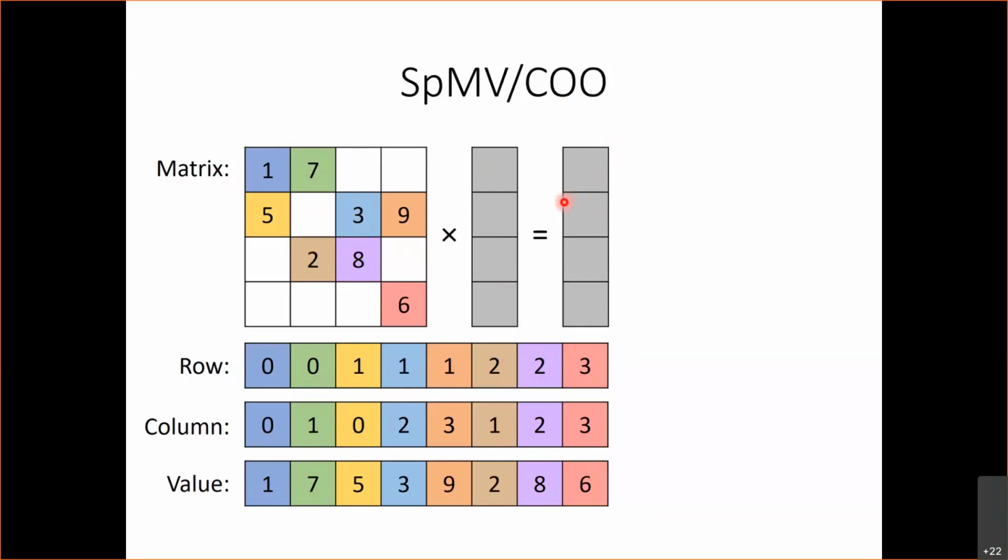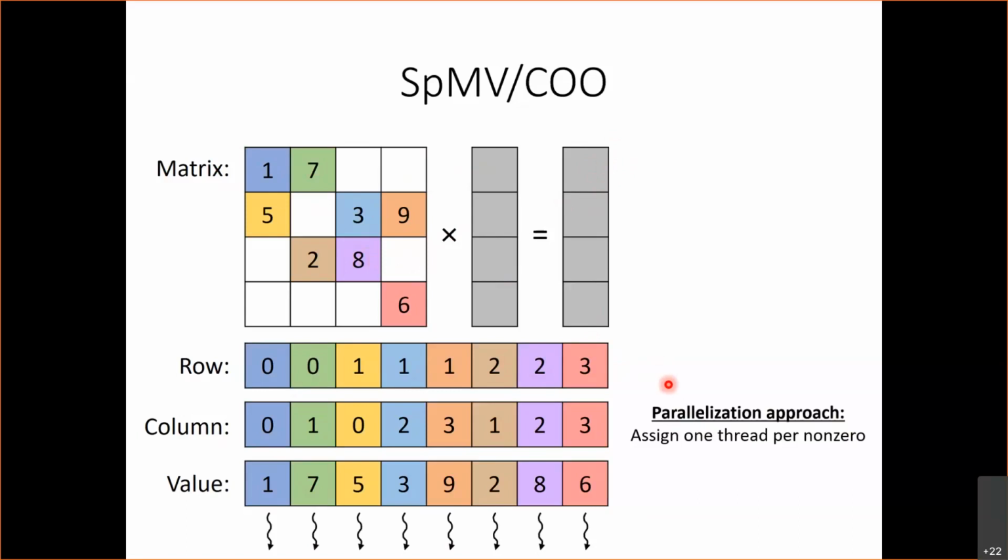Assign a thread to each non-zero element in the matrix. Right, exactly. I can assign a thread to each non-zero element in the matrix. So the most sensible parallelization approach is to assign a thread for every non-zero element in the matrix. What that looks like down here is that I assign a thread to every value in the value array. I think somebody had mentioned that at the beginning, but I just wanted to emphasize logically what was going on.